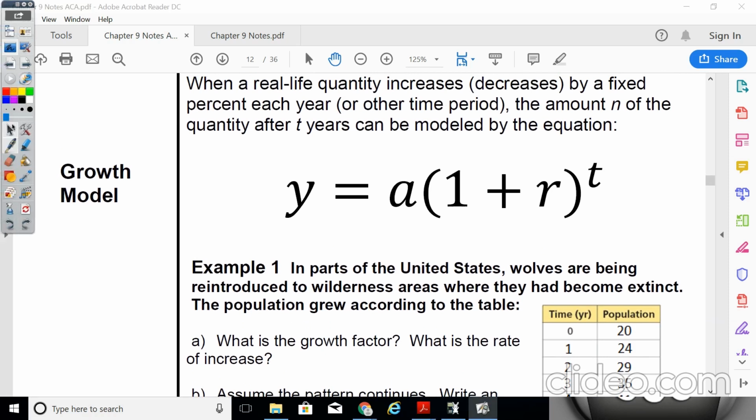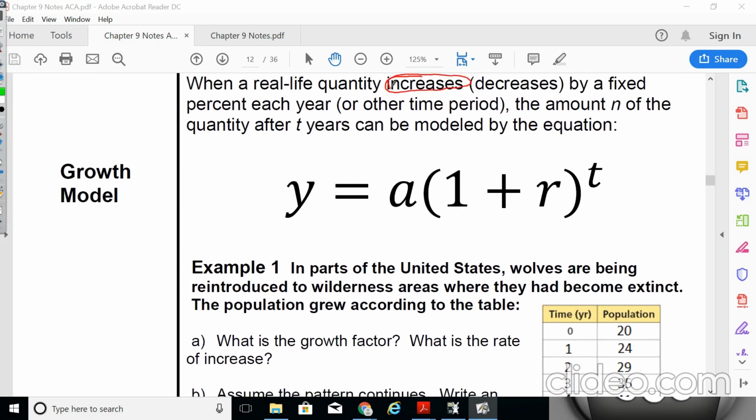So labeling the important stuff. When a real life quantity increases, so we're doing increases today, that will be the plus here, by a fixed percent each year, the amount of the quantity after t years can be modeled by this equation. So looking at the equation, the A value is your starting number, your starting amount.